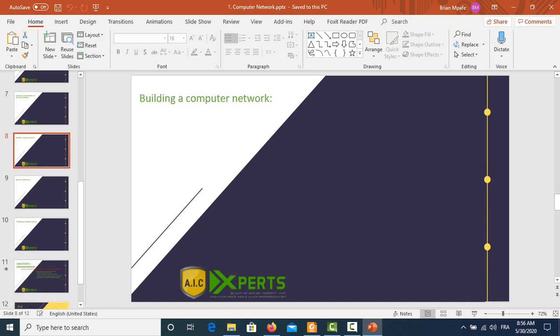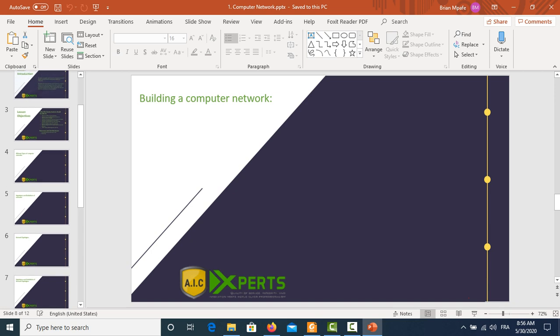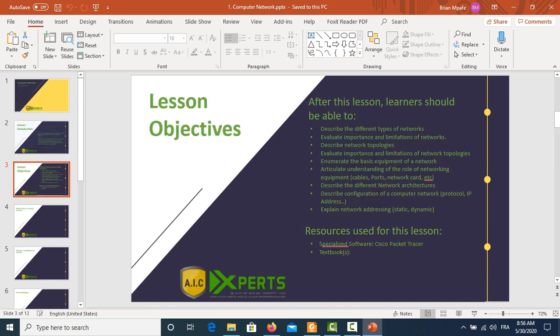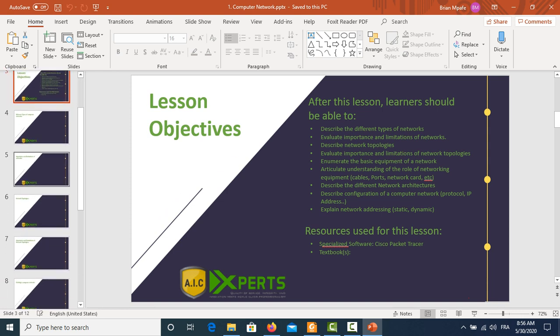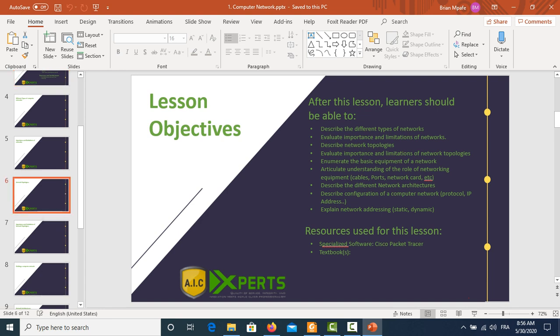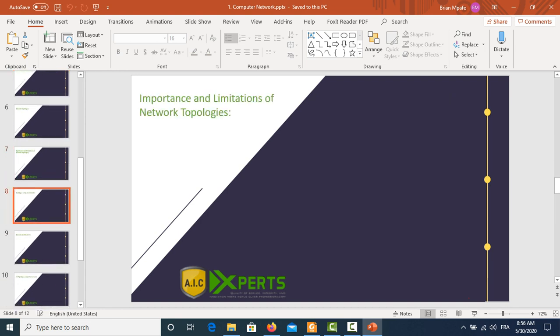So for example, if you look at here, I have building a computer network. I realized though, if you look at the objectives here, there's really nothing about building computer networks. However, on this particular slide, I'm going to use Packet Tracer to build a computer network, and in the process teach kids about network equipment, network media, and so on and so forth. I'll talk about that. So how do we build a star? How do we build a ring?